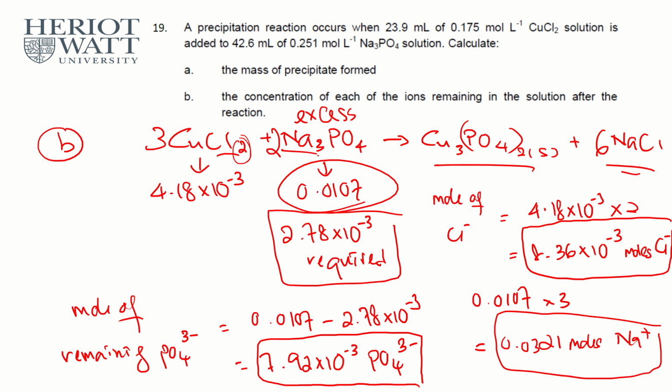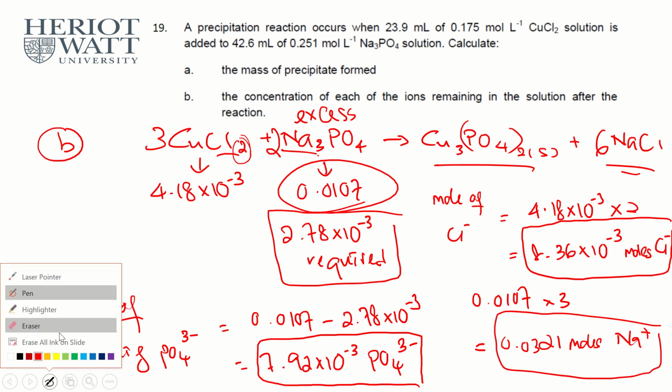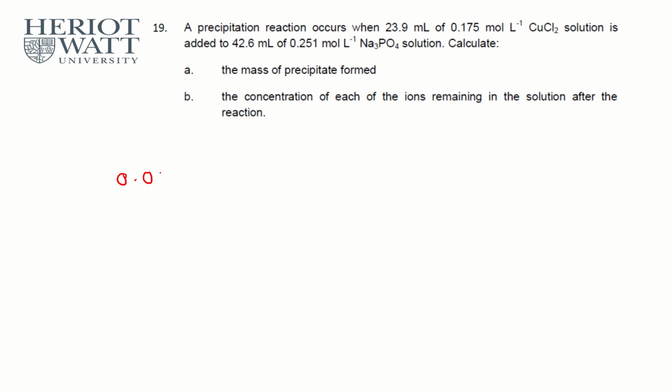Now, what they want is concentrations. So you have to convert them into concentration. How to convert them into concentrations? Very simple. I'm just showing you one of it. Let's say 0.0321, right? Remember the moles here: 0.0321 moles of sodium. This is the sodium ions in the solutions, right?